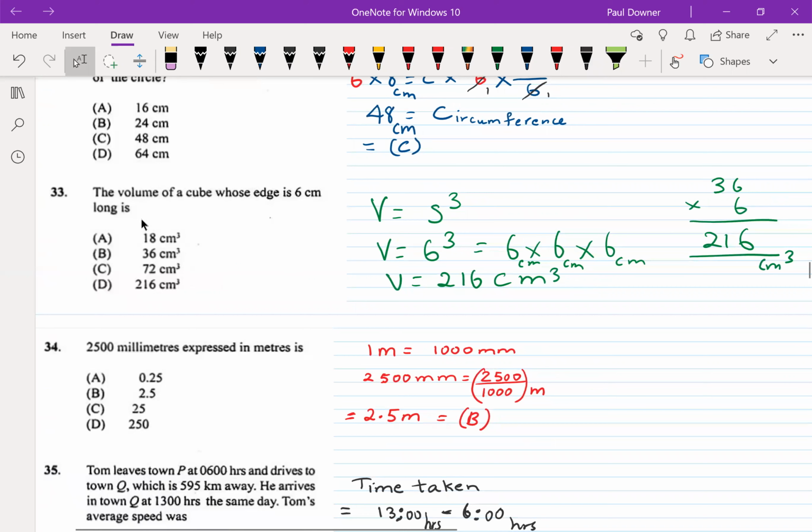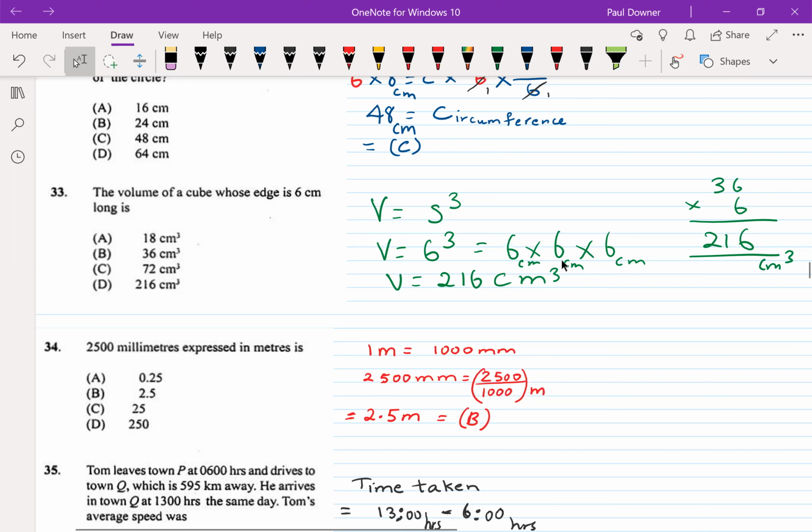Let's go ahead and look at number 33. The volume of a cube whose edge is 6 centimeters long is, well, let's look at volume. How do you find the volume of a cube? Volume of a cube is side by side by side, or side cubed. And they want us to find the volume of that cube whose side S is 6. So it will simply be 6 cubed. 6 by 6 by 6.